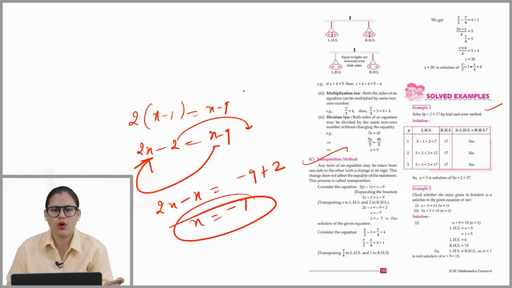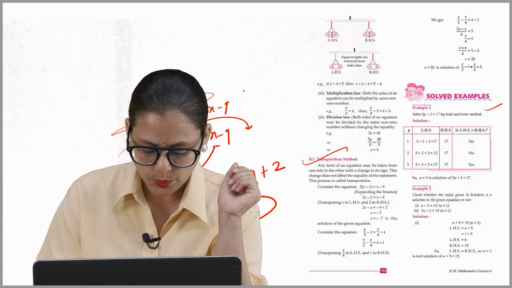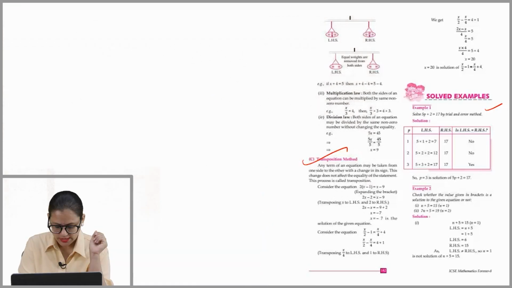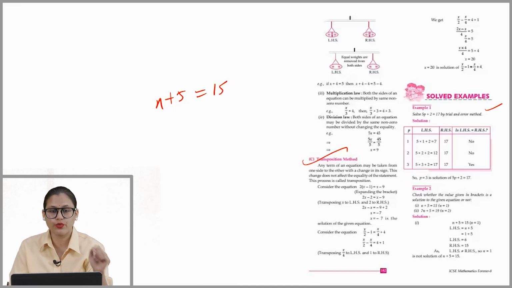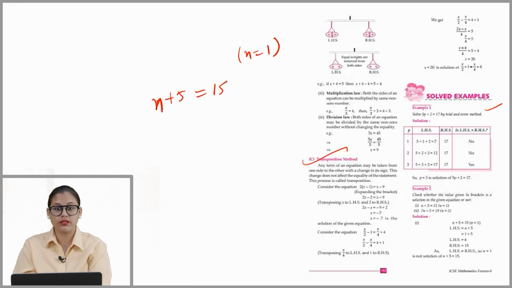Okay. Let's check out example number 2. Check whether the value given in brackets is a solution to the given equation or not. So the equation here is n plus 5 is equal to 15, and the value of n is 1. So we have to find out whether this value is the solution to the given equation or not.